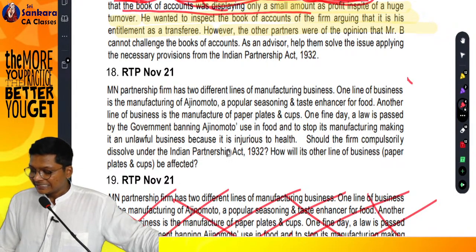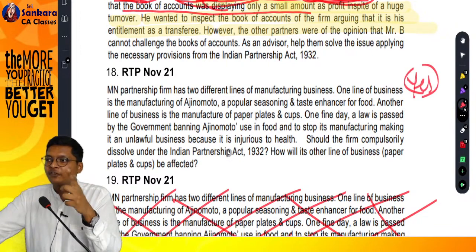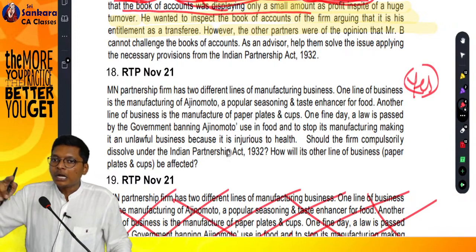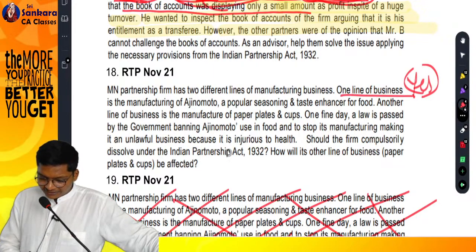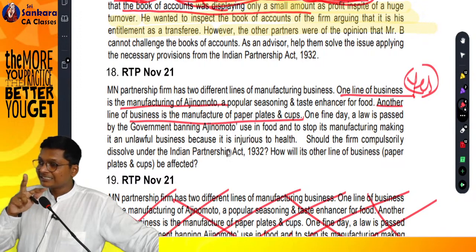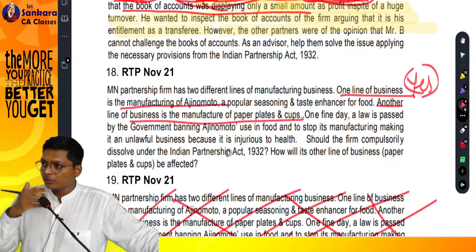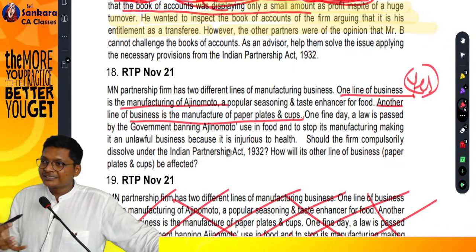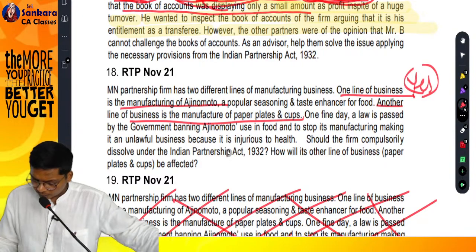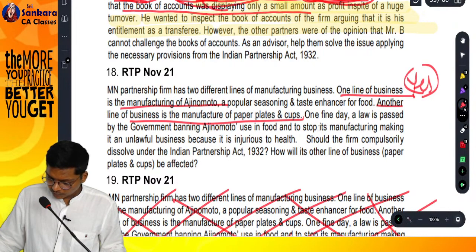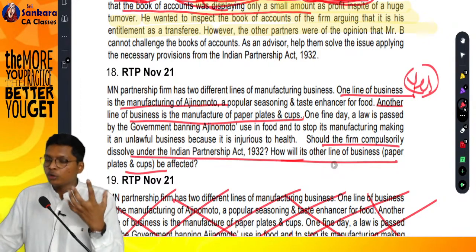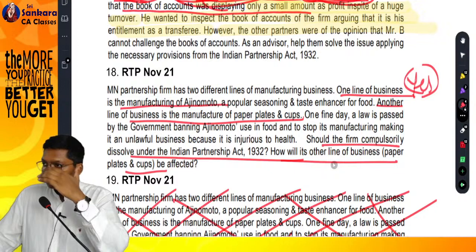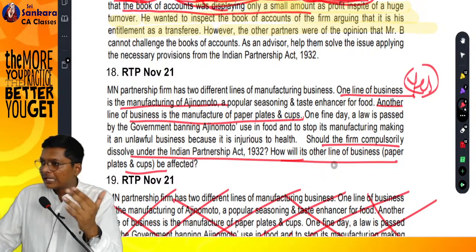Should they be dissolving it? Yes. In third unit of partnership, dissolution of firm by intervention of court, where the business becomes unlawful or illegal. One line of business manufacturing Ajinomoto. Contract Act, consideration unlawful in part: one contract valid, one contract void. So here, this is the whole business partnership as the whole, correct? So Ajinomoto, one fine day a law is passed banning use of Ajinomoto in foods. See, if you can close the Ajinomoto business, then you can continue the other thing. Otherwise, you have to dissolve the entire firm.